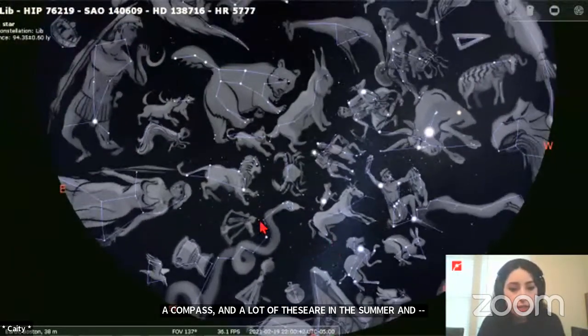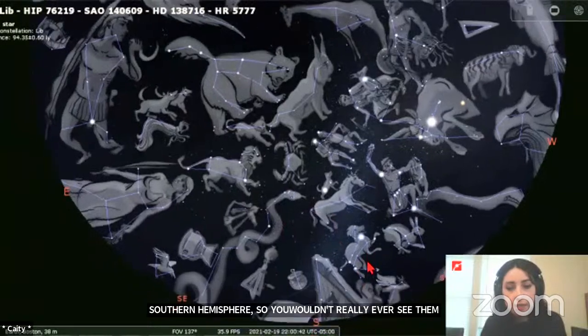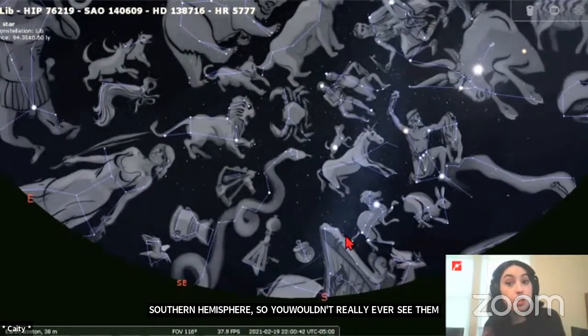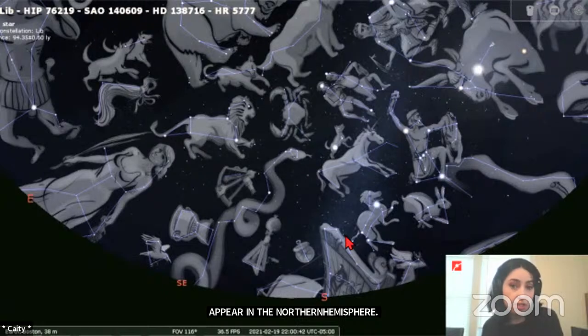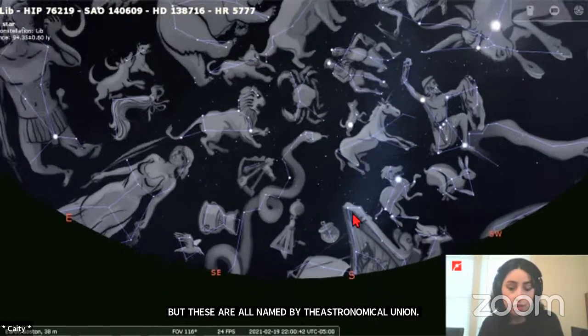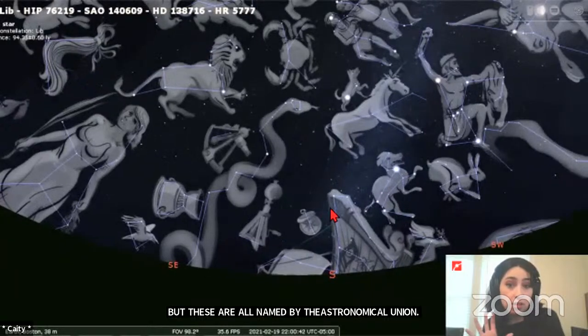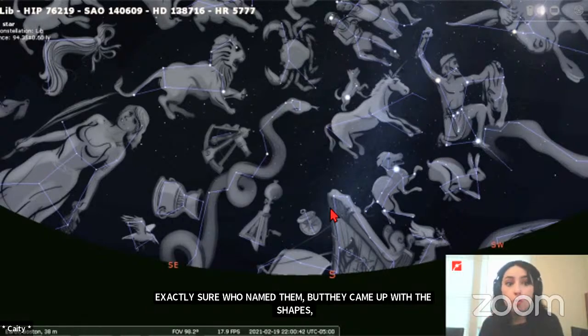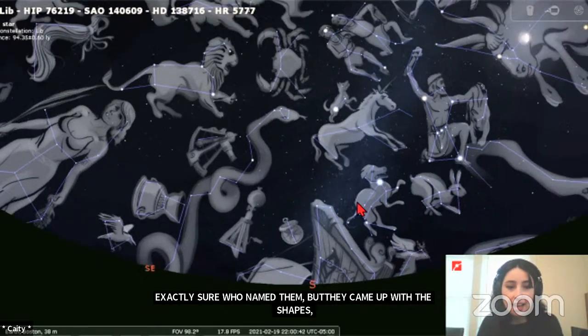The other ones, the ancient Greek and Roman ones, I'm not sure exactly who named them, but they definitely came up with the shapes and what they are, which definitely lends to the name of a lot of these constellations. And again, these are just the Greek and Roman slash modern, like the Western constellations, but there are so many others that probably have way different naming conventions out there.